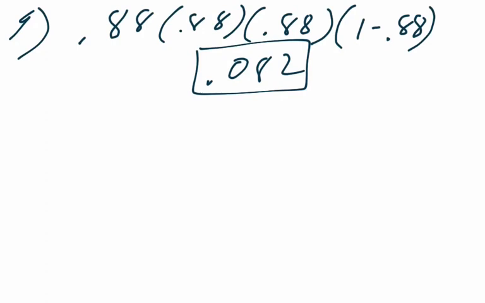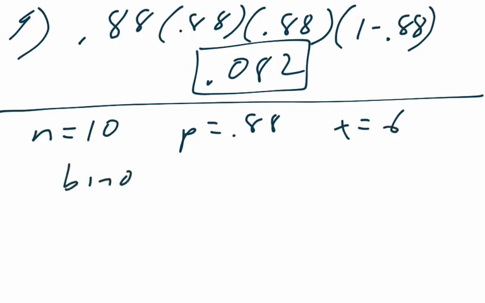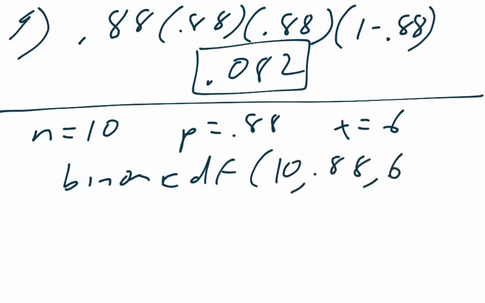What is the probability that he scores 6 or fewer in his next 10 penalty kicks? So we have our binomial, and this is going to be the CDF. So 6 or fewer. So I'm going to do p equals 0.88, and then x is equal to 6 on my binomial CDF: 10 comma 0.88 comma 6, and since we're doing 6 or fewer, this should just give me the answer that I'm looking for. And that's 0.023.